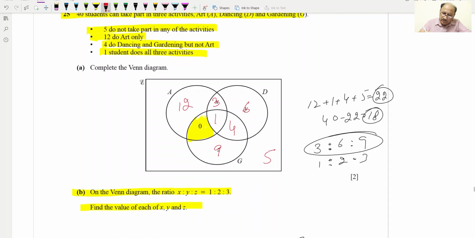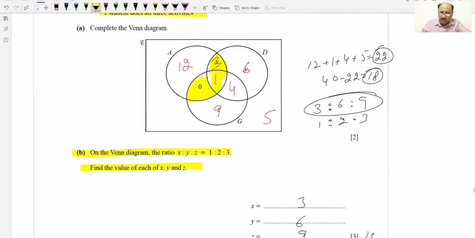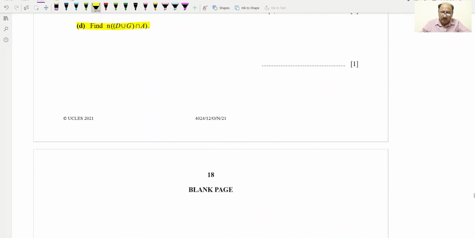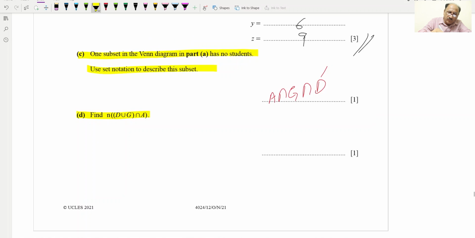Now we can figure out which one is D union G intersection A. D union G intersection A is basically this region. If I shade this, this will be D union G intersection A, so it will be 3 plus 1, which we can write as 4. So this will be 3 plus 1 is equal to 4, and this is a 1-mark question.